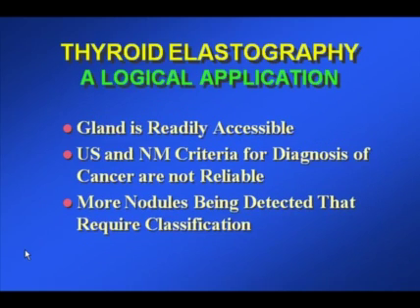So moving on to another application, thyroid elastography. This is a logical one. The gland is readily accessible, a linear probe can be used to apply the compression, and the ultrasound and nuclear medicine criteria for diagnosis of cancer are known to be unreliable. More nodules are being detected that require classification, and large numbers of biopsies are being performed, and the goal of the elastogram would be similar to breast cancer, where you would try to use the elastogram to determine which nodules to biopsy and also which ones not to biopsy.